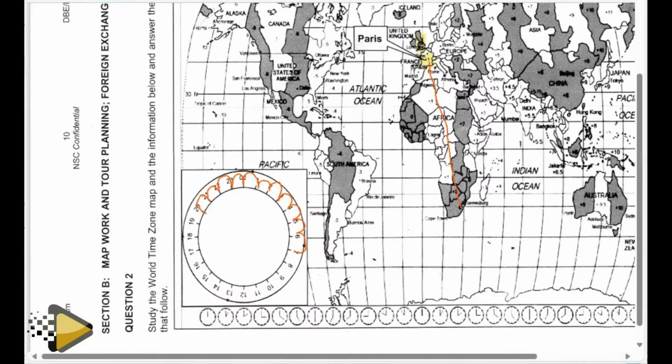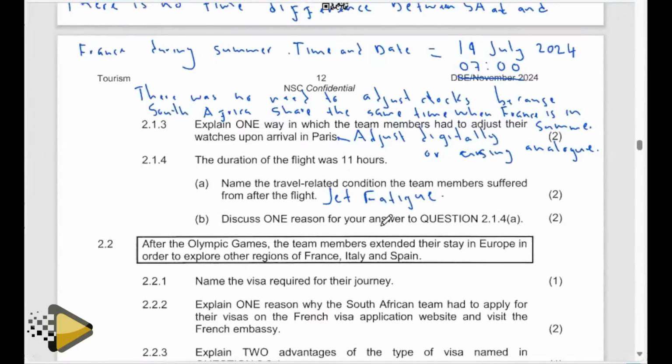So in terms of our reason, we can say that they embarked on a long-haul flight, which results in jet fatigue.